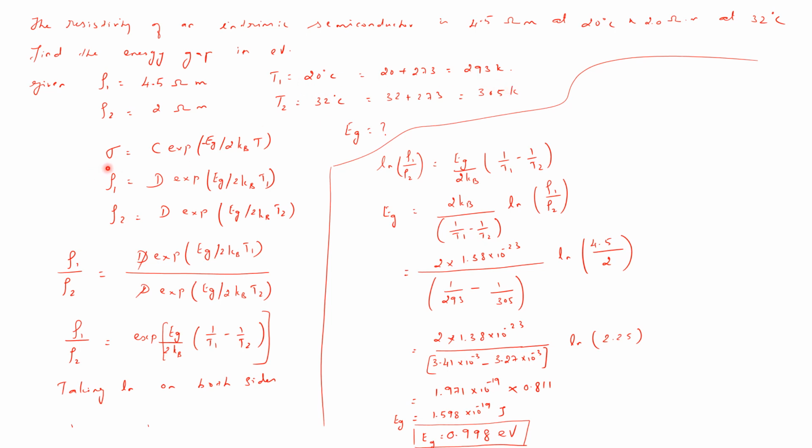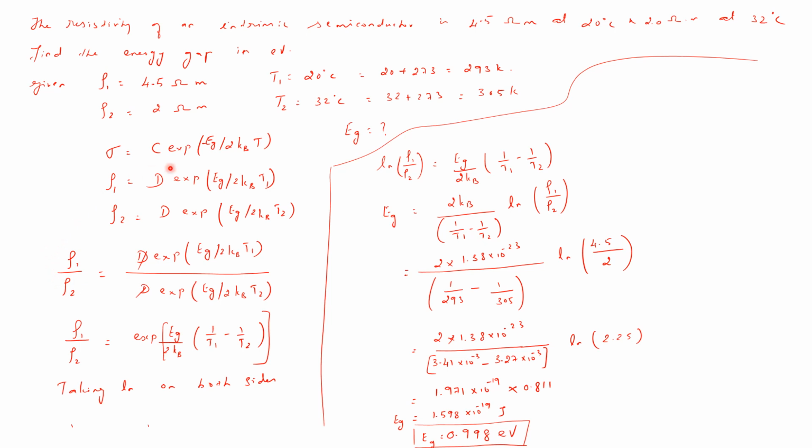Then I know the formula for sigma. Sigma is equal to C exponential minus Eg by 2 kBT. So 1 by sigma is ρ. When I reciprocate it, this minus Eg will become plus Eg, so exponential Eg by 2 kBT. Here 1 by C, some constant, is going to come, so I am considering that as capital D. This is done for the first temperature, which means it is ρ1. Do the same for the second temperature also, which is called ρ2. So ρ2 is equal to capital D exponential Eg by 2 kB T2.